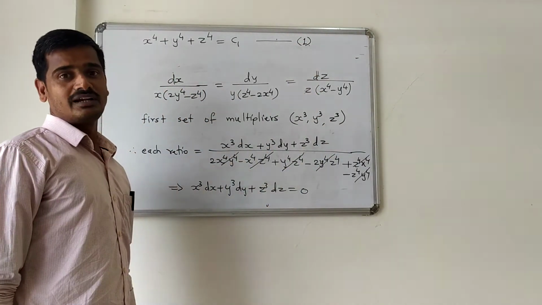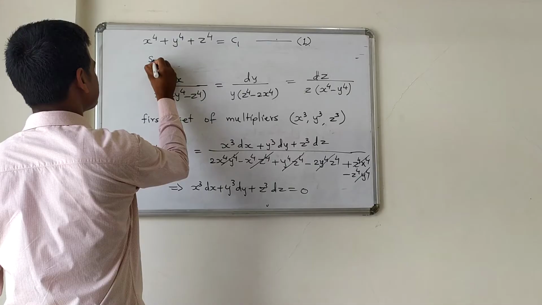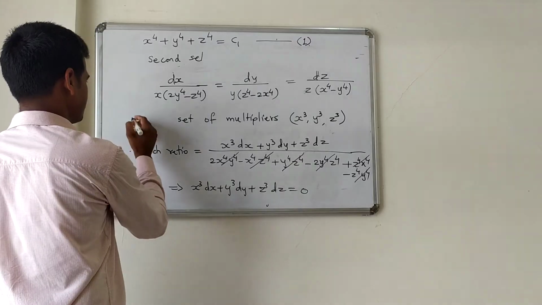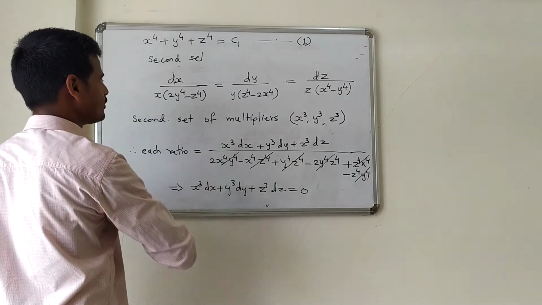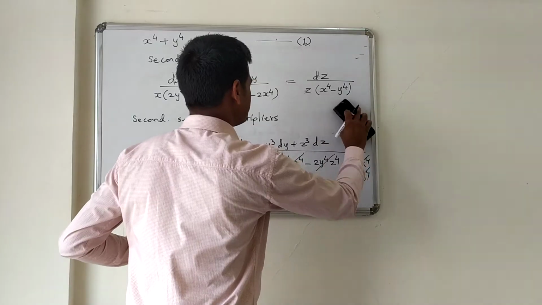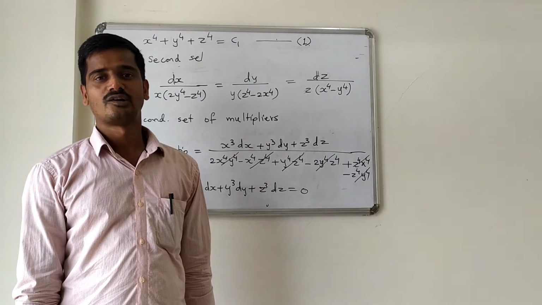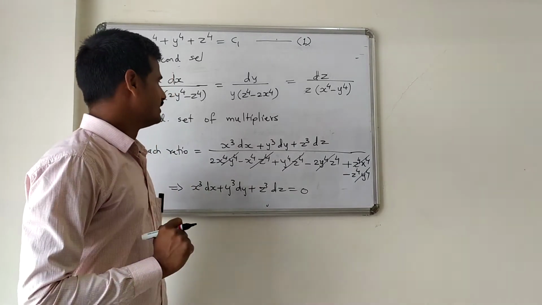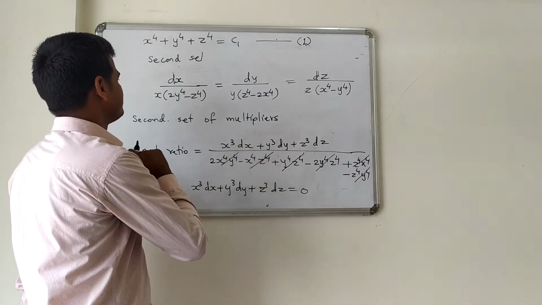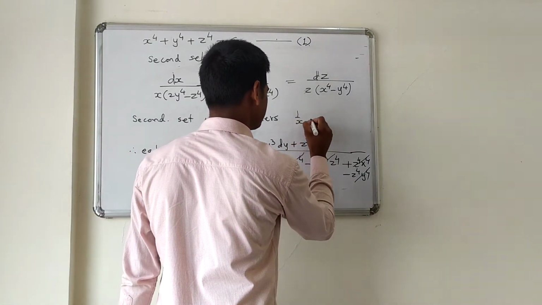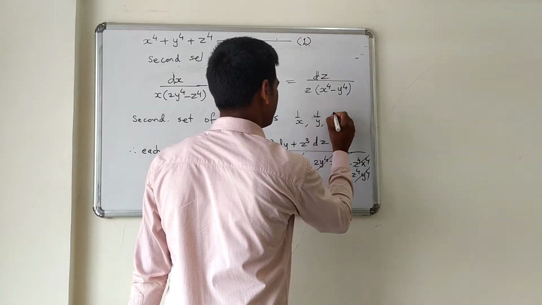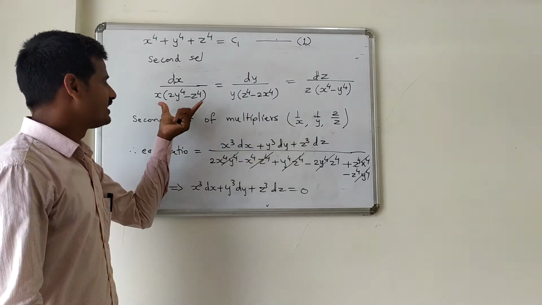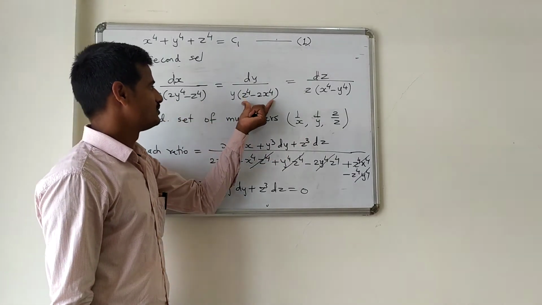Now what is the second set of multipliers? Now there is no standard method to find the set of multipliers. You have to find the multipliers from your observation power. So the second set of multipliers is here 1 by x, then 1 by y and 2 by z. Please verify this: will you get the denominator 0? L into this plus M into this plus N into this.